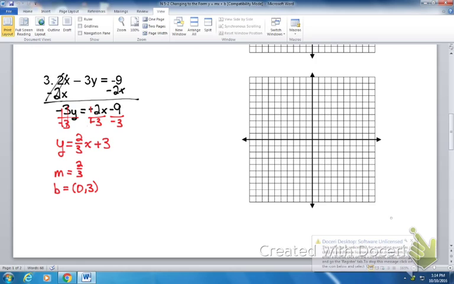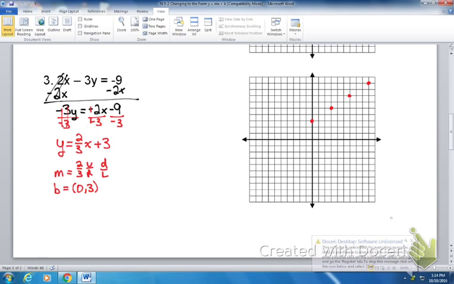So let's go over here and plot the point 0, 3. Since it's a positive slope, I'm going to go up and to the right. So I'm going to go up 2, right 3, up 2, right 3, up 2, right 3. Now 4 points is enough, and it's okay to stop there, but just know if I wanted to keep going in the other direction, I just go down and to the left.